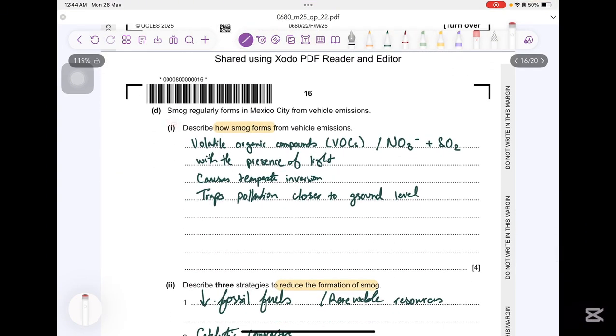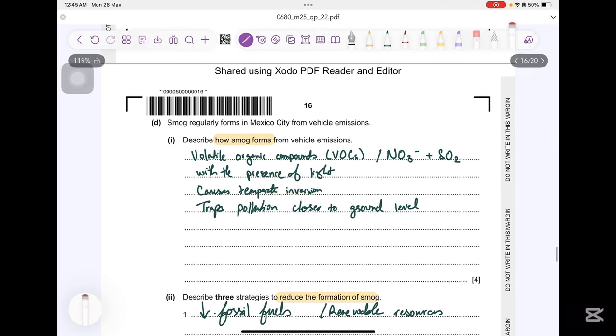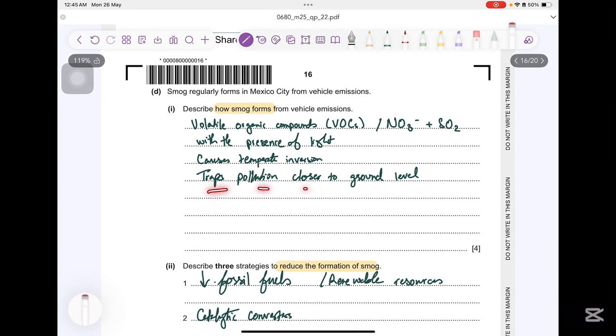Smog regularly forms in Mexico City from vehicle emissions. Describe how smog forms. There are the volatile organic compounds, the VOCs. You can write this abbreviation in the exam. It's due to the nitrogen oxide and sulfur dioxide. With the presence of light, they cause the temperature inversion where they trap the pollution closer to the ground level.